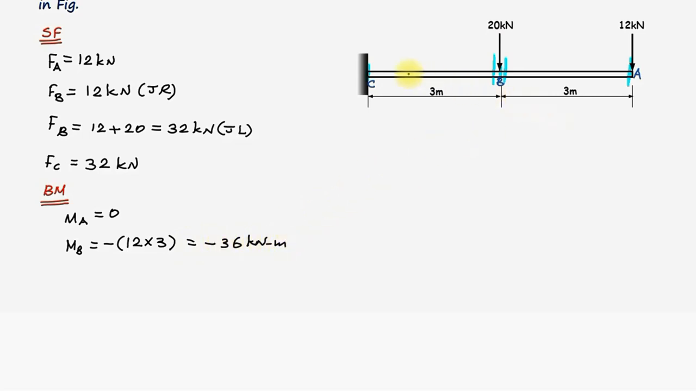Now, let us determine the bending moment at the point C. MC is equal to negative 12 multiplied with 6, that is the perpendicular distance, minus 20 multiplied with 3. On calculation, we obtain minus 132 kilonewton meter. Now let us draw the shear force and bending moment diagrams.